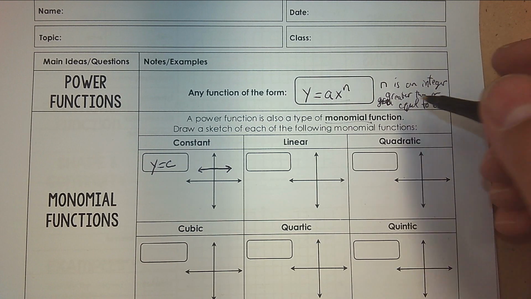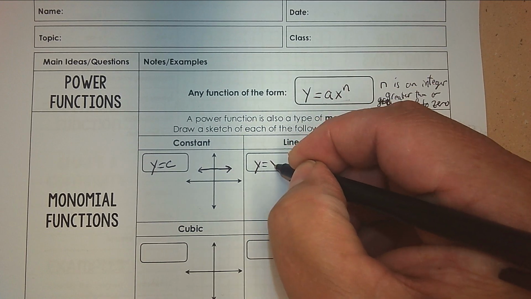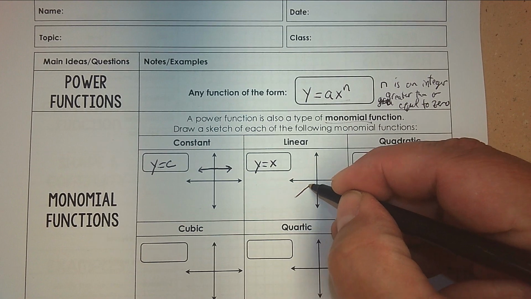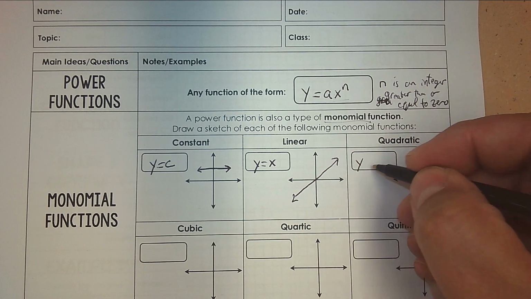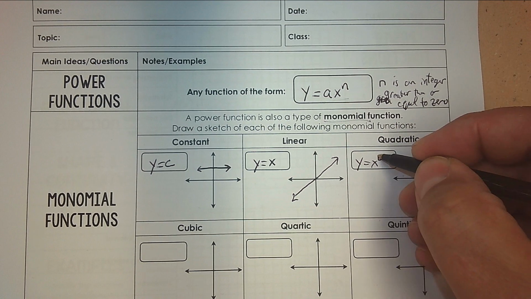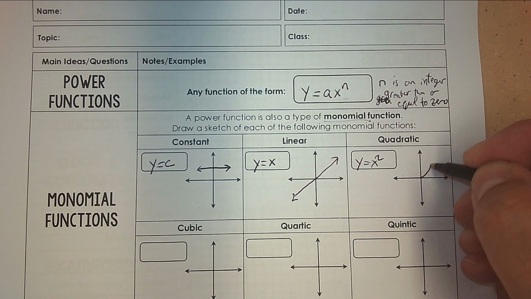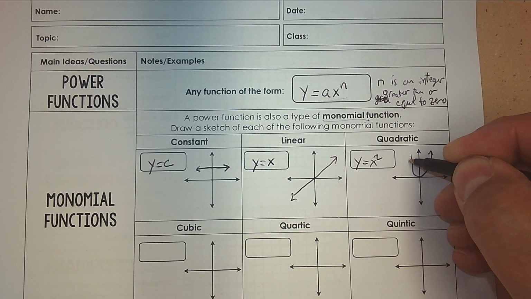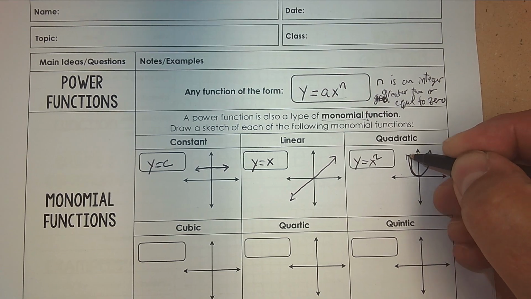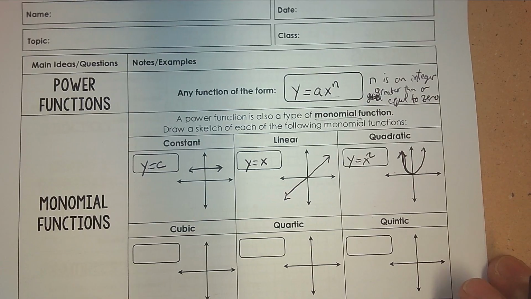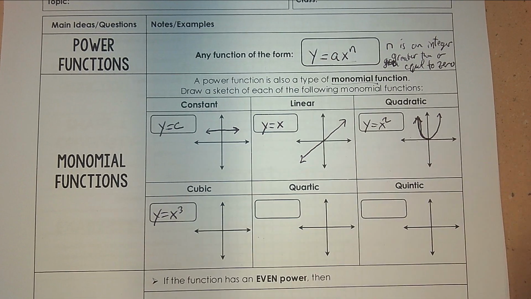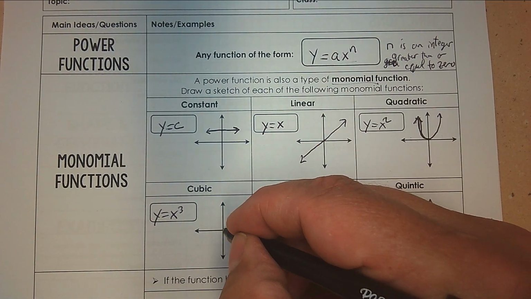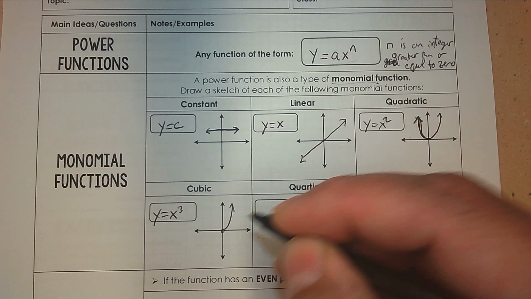Linear, it's going to be a slanted line. Quadratic, that has an exponent 2, it's going to look like a U. Cubic, that means the exponent 3. So starting at the origin, one end curves up and the other end curves down.